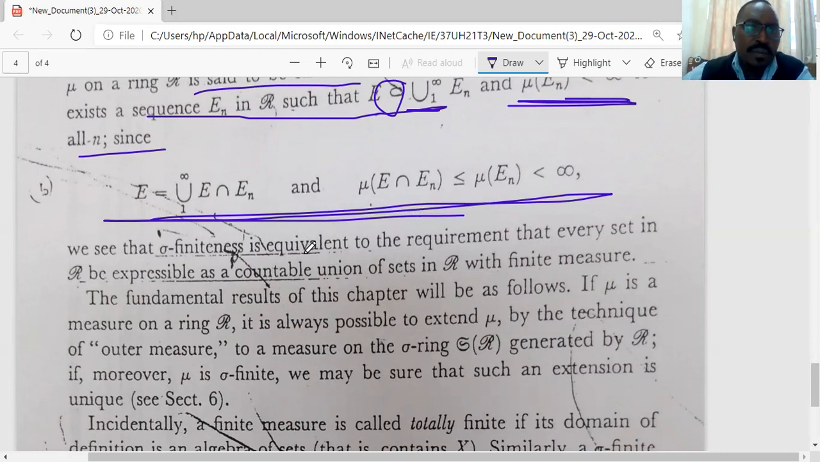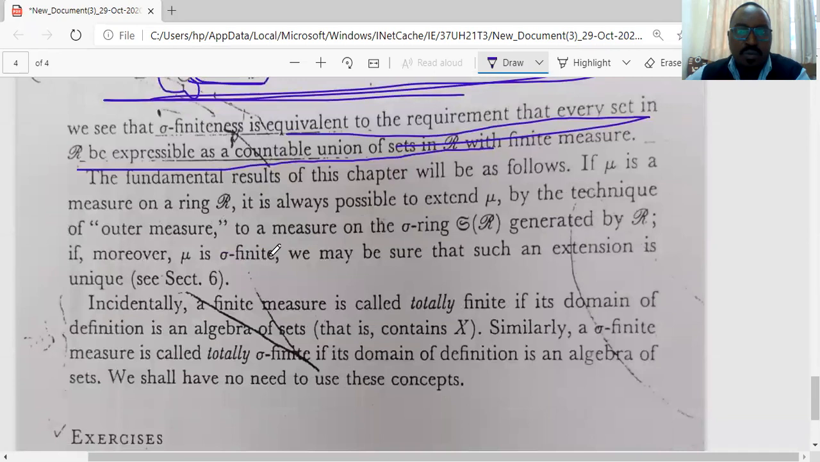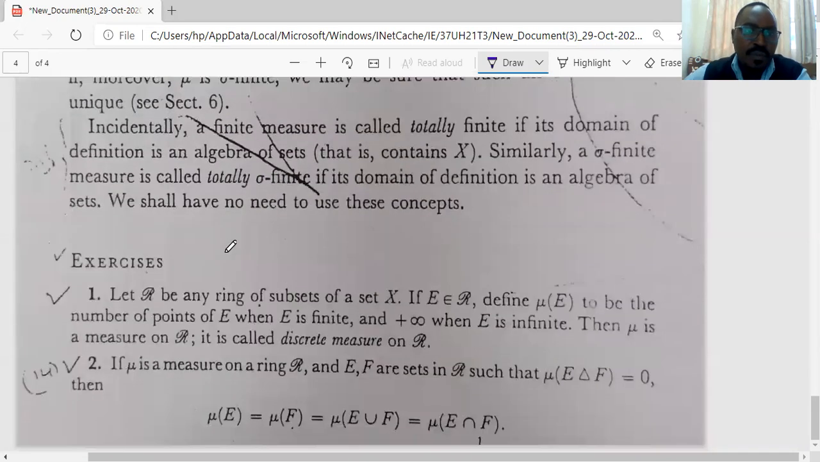And this sigma finiteness is simply equivalent to saying that every set has to be expressible as a countable union of sets. You have to express it as a countable union, expressed as unions of all of them. That's what we mean by this statement here.